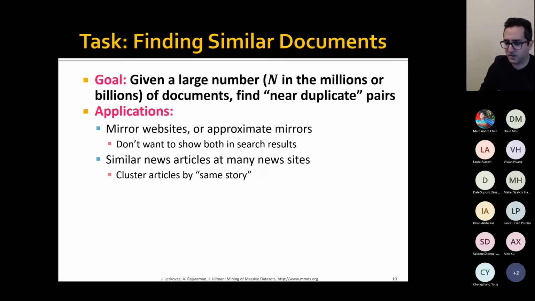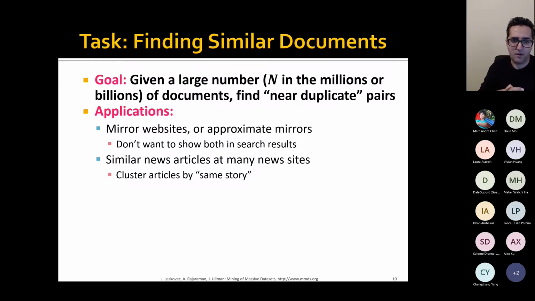a search engine doesn't want to show both copies. If you search for something, sometimes there are mirror copies of a website, another copy on another domain for some reason. The search engine doesn't want to show you duplicate results, so it needs a way to find which documents are duplicates or near duplicates to remove them from the search results.